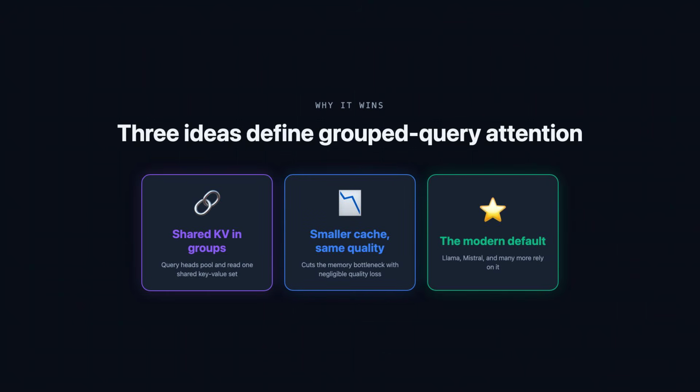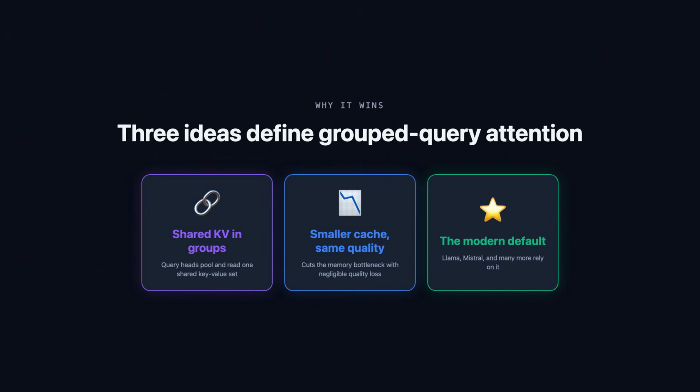It shrinks the KV cache with negligible quality loss. Cutting the keys and values by the grouping factor slashes the memory bottleneck for long contexts and high throughput, and yet accuracy on benchmarks stays essentially the same. That combination is rare enough to feel like a genuine free lunch.